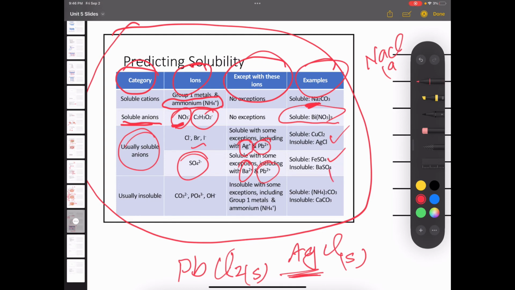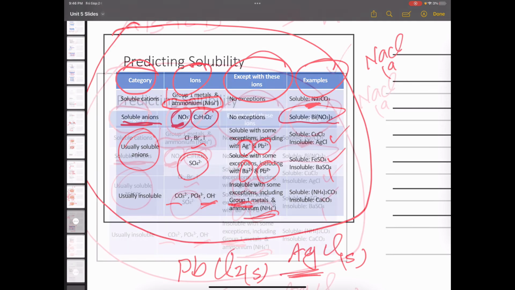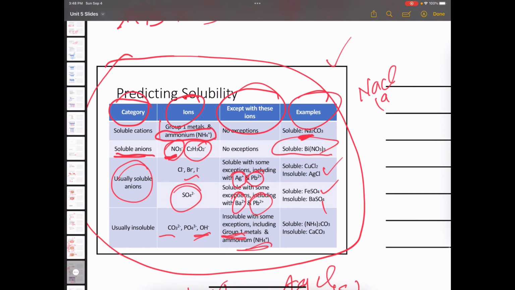Next, you have the carbonate, the phosphate, and the hydroxide. They're usually insoluble, so every time you see them, you should almost assume that it's insoluble, with some exception, except when it's bonding to group 1 in the periodic table, or the ammonium, which basically goes back to the first point that we talked about right here. So this is the chart that you will need when you are predicting solubility for precipitation reactions. This piece of information will be given to you during the exam. So that's how to predict the solubility of our product in a precipitation reaction using this table right here.